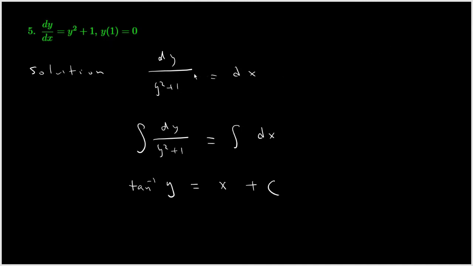For this one, I want to recall something again. Separable means it's possible to separate y and x. You put everything involving y on one side of the equation, and everything involving x on the other side. That's why we have a separable ODE. And then after separating, it's possible to integrate two sides of the equation. After that, do not forget C.